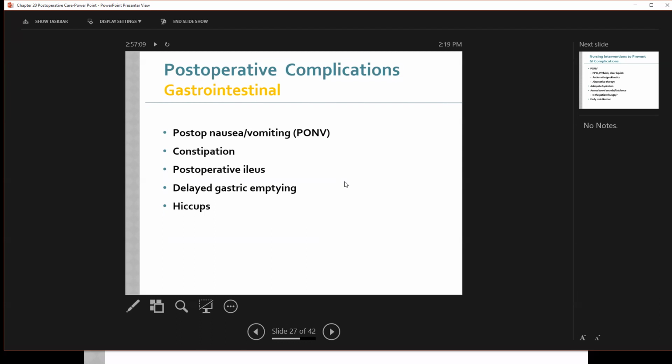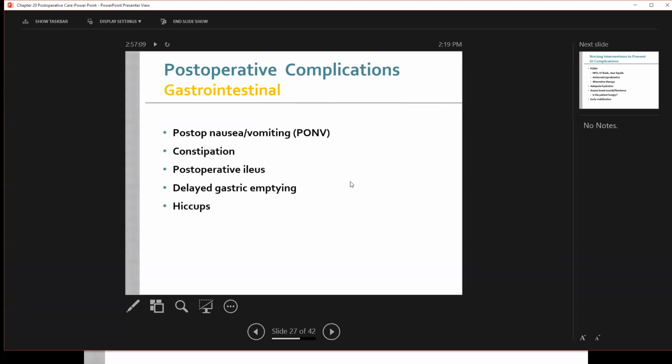GI system. Delayed gastric emptying and slow peristalsis that result from handling of the bowel during abdominal surgery contribute, as does starting oral intake too soon after surgery. Constipation may occur postoperatively due to anesthetics used during surgery that may paralyze the intestine, immobility, alterations in diet and fluid intake pre- and postoperatively, and the use of opioids for pain relief.